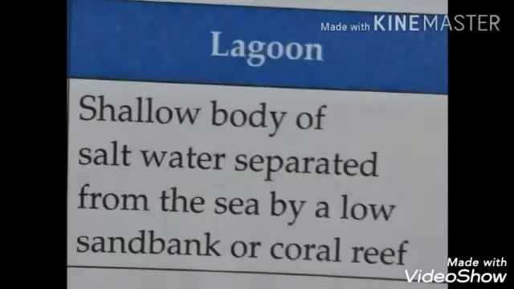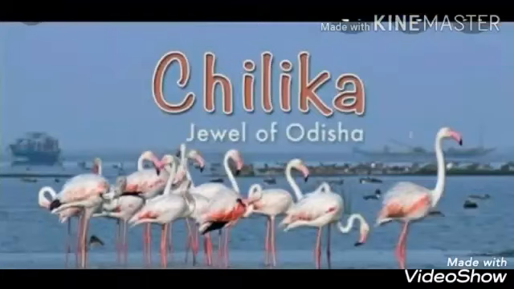Now we move to lagoon. Lagoon can be defined as a shallow body of salt water separated from the sea by a low sandbank or coral reef. Lagoons are shallow. They don't have much depth as seas have. They are formed as sandbank or coral reef separates them from the seas. An example of a lagoon is Lake Chilka in Odisha.